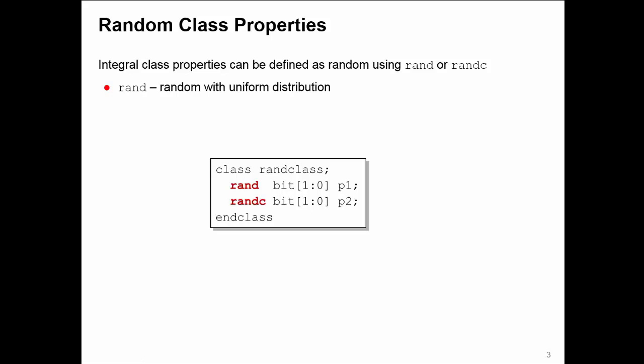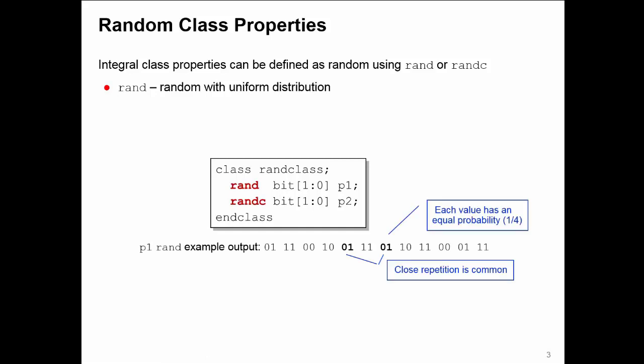Rand is conventional randomization, where every value has an equal probability. So here for my rand property P1, there are 4 possible values. Every time you randomize P1, each value has an equal probability of 25%. So close repetition of values is therefore quite common. However, cyclic randomization will go through all possible values of the property before it starts to repeat them.